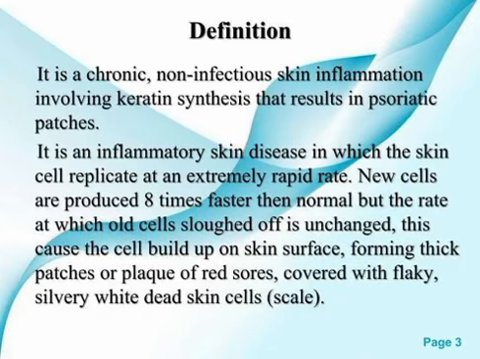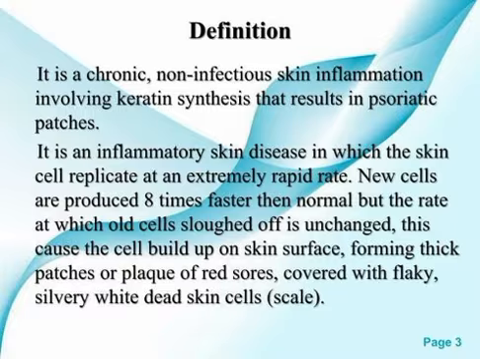So next, what is psoriasis? Psoriasis is a chronic non-infectious skin inflammation. It's not an infectious disease. It mainly involves keratin synthesis that results in psoriatic patches. Usually, we can easily identify psoriasis through its psoriatic patches. So it's an inflammatory skin disease, that means it also undergoes some inflammation, in which the cells replicate at an extremely rapid rate.